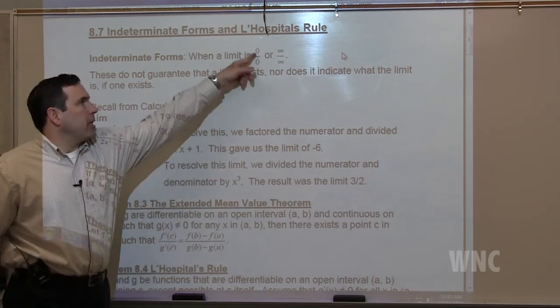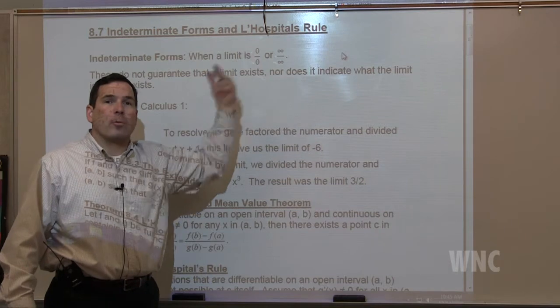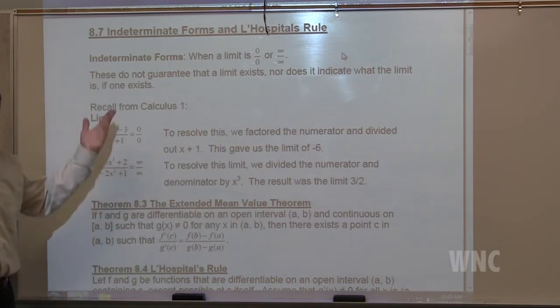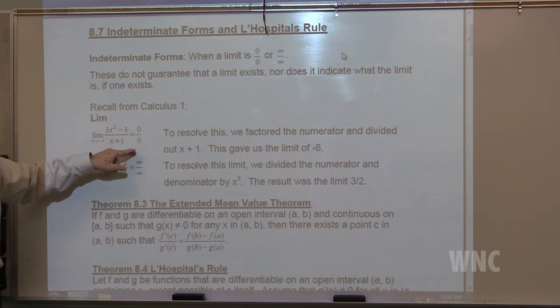This is undefined, so is this. Now it could turn out that it is 1, or it could be 0, or it could be infinity. So we look at case by case, and we're going to learn these tools now. So recall from Calculus 1, the limits. If you take the limit as x goes to -1 of 3x squared minus 3 over x plus 1, you're going to get 0 over 0.